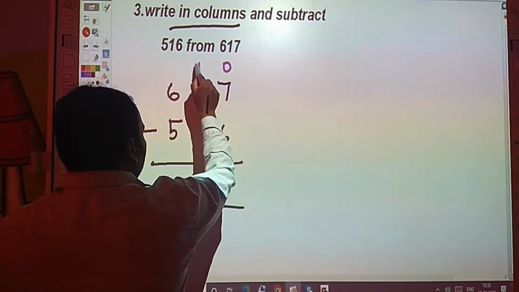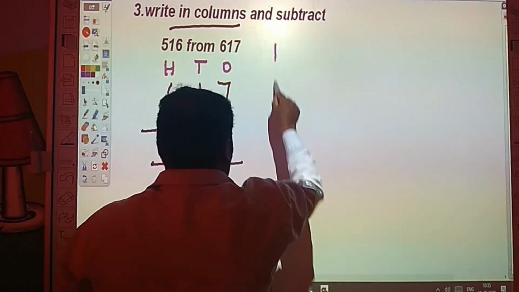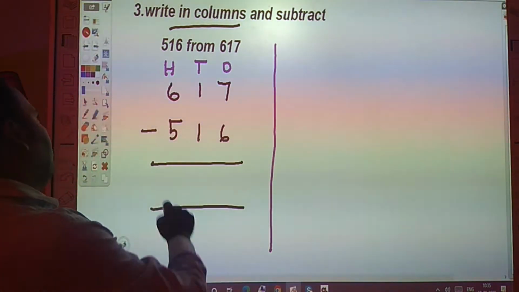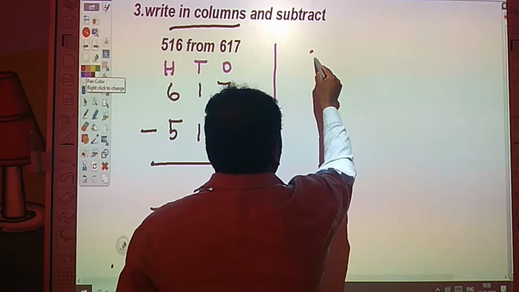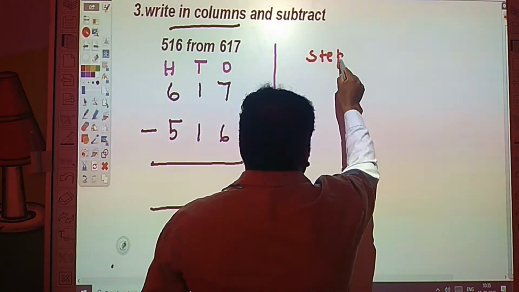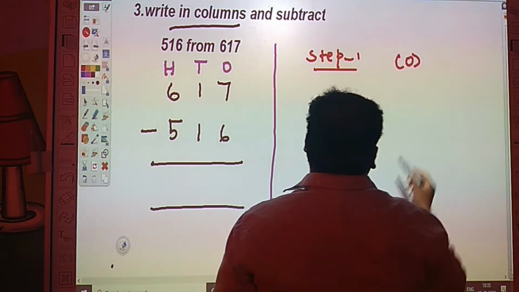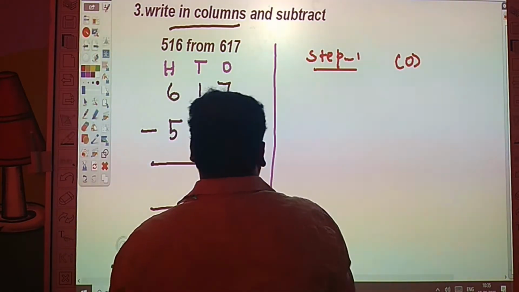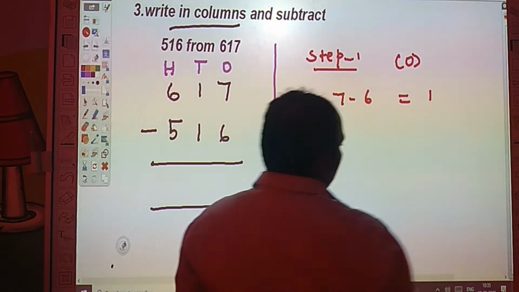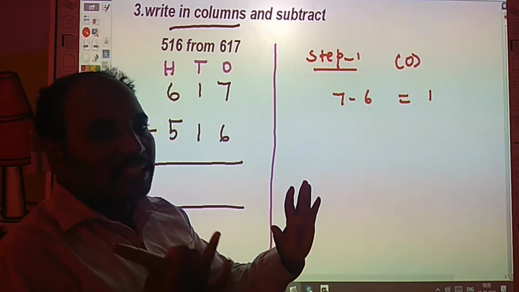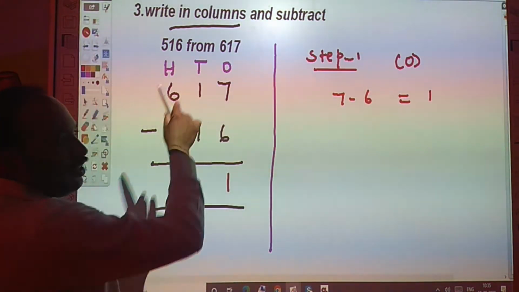Ones, tens and hundreds. First we solve the ones place. Here the ones place is 7 and 6. Step 1. In the ones place, you want to subtract 7 minus 6. 7 minus 6 is equal to 1. The number 1, write in the ones place.